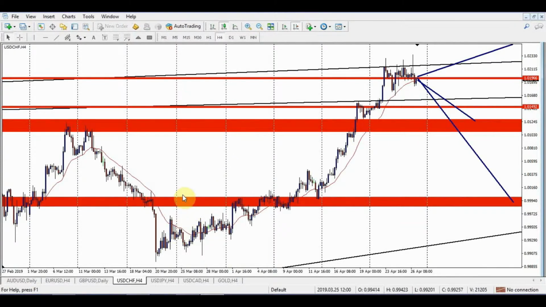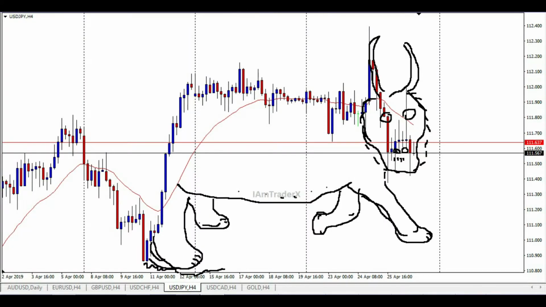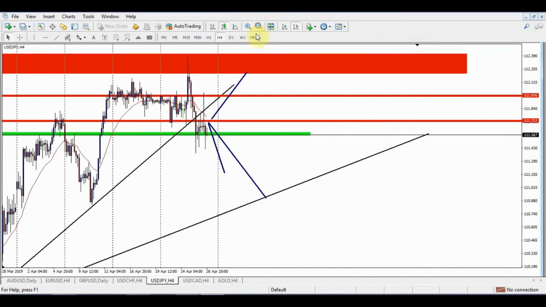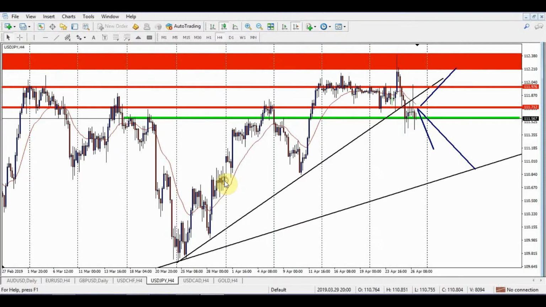So I don't know what to say about USD JPY. I guess it's looking very, very bullish at this moment, but yeah, enough with the funny talk. Alright, so I was never a good artist, really, so don't laugh at my drawing.